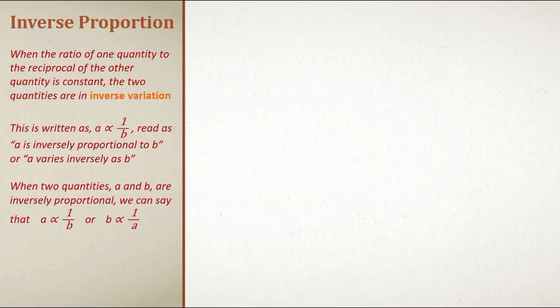Now what is inverse proportion? If the ratio of one quantity to the reciprocal of the other quantity is constant, the two quantities are in inverse variation, and we write it as A is inversely proportional to 1 by B.